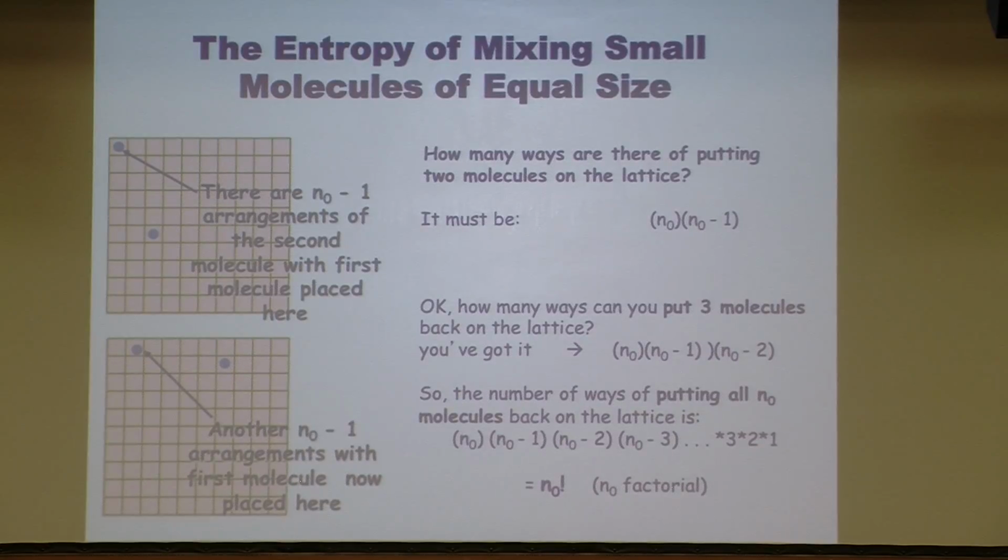n naught minus 3, and that's a series: n naught times n naught minus 1 times n naught minus 2 times n naught minus 3. And if you remember what a series is, you can recognize that as n naught factorial, right? 10 factorial is 10 times 9 times 8 times 7 times 6. And if n naught is 10, that's this situation right here.